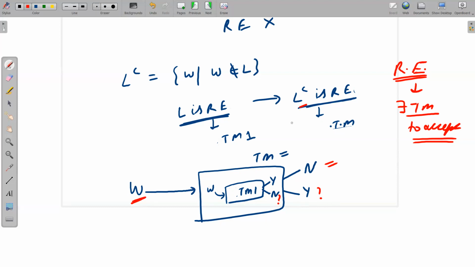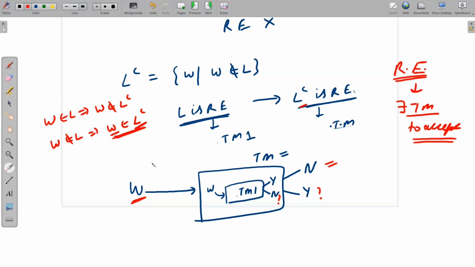Okay, so see here carefully, if W belongs to L, then W will not belong to L complement. But if W does not belong to L, then W should belong to L complement. I'm writing this: W belongs to L implies W does not belong to L complement. W does not belong to L implies W should belong to L complement. Now, we have a string W which should belong to L complement. But we are not able to design a Turing machine which can do this task.